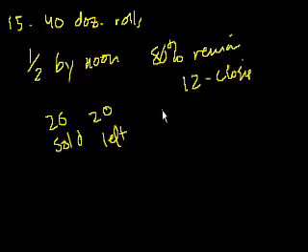So we could view it two ways. If you want to do it really fast, you're like, okay, 20% of the remaining rolls will not be sold, right?